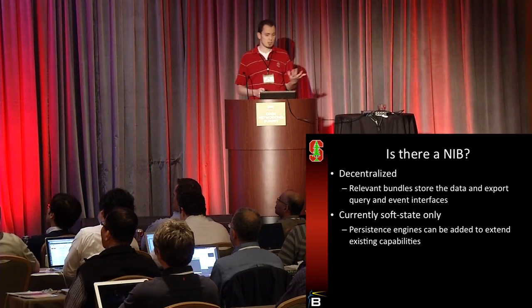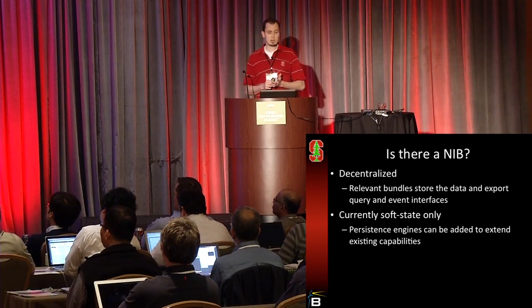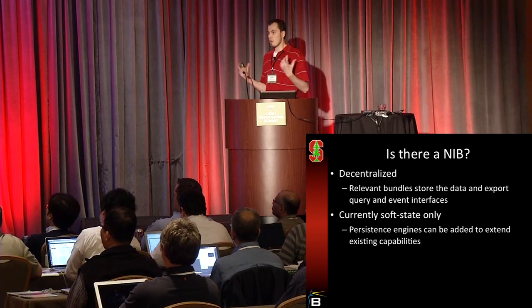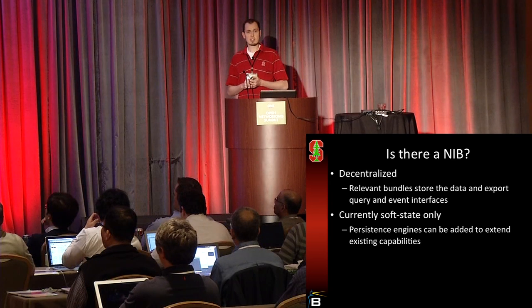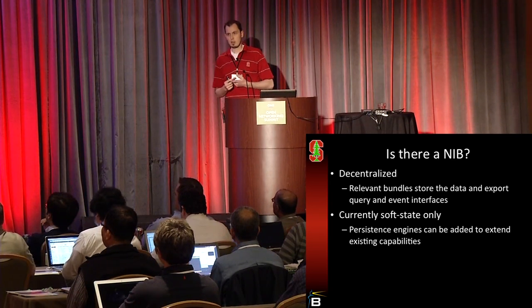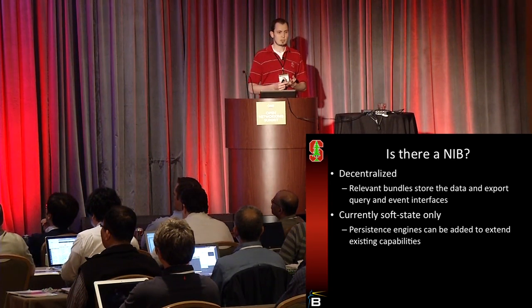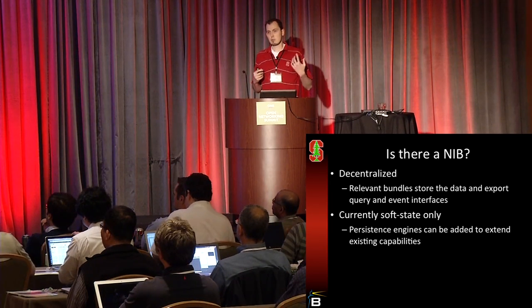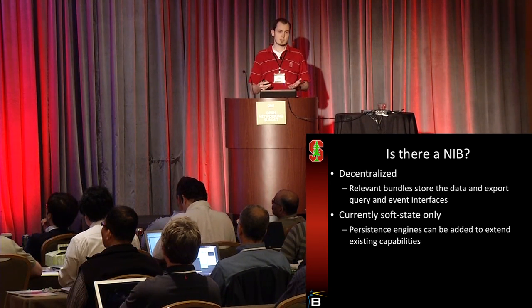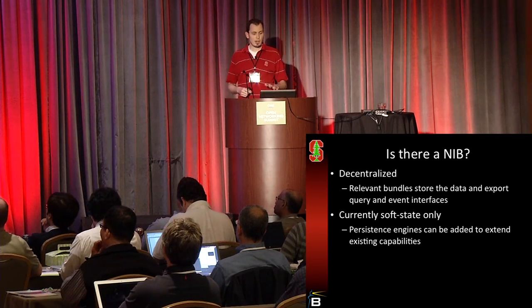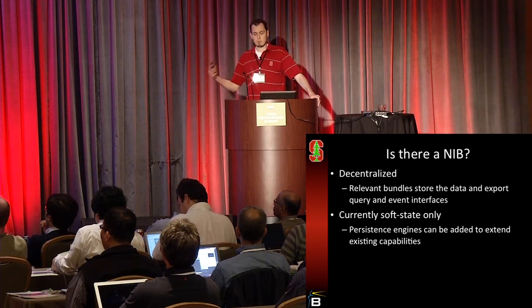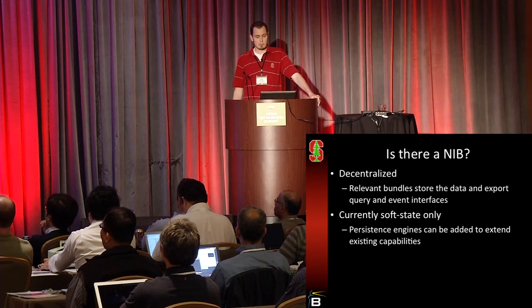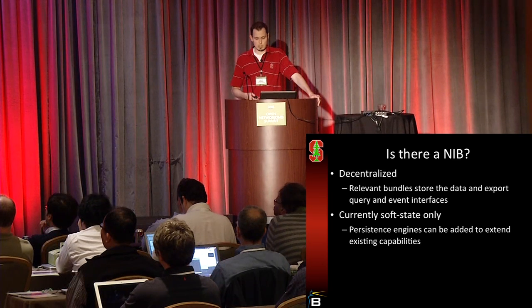So you may be asking yourself, is there actually a network information base in here? And the answer is there is not a centralized one in Beacon. It's decentralized. Relevant bundles store the state individually. So device manager tracks all of the devices, topology tracks all of topology, and these guys generally export services so you can consume and interact with those that you're interested in. And Beacon right now, for simplicity, is soft state only. So nothing remains across controller restarts, but you can add persistence engines to extend this.